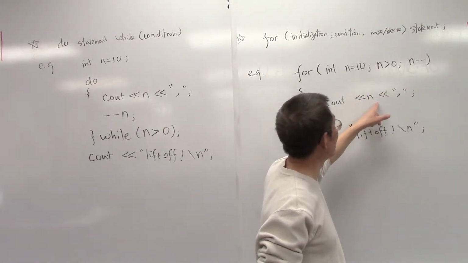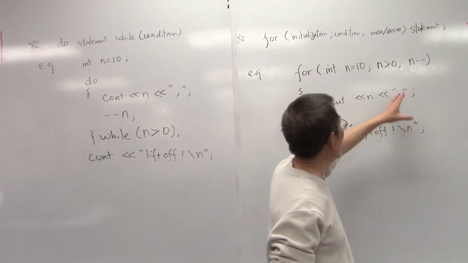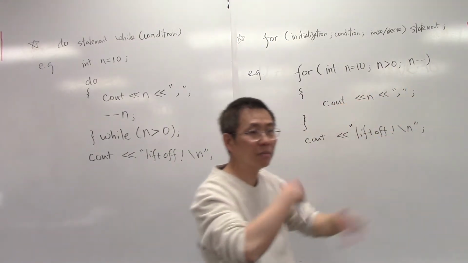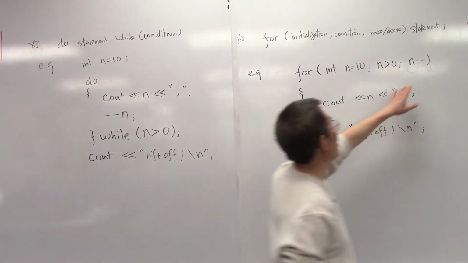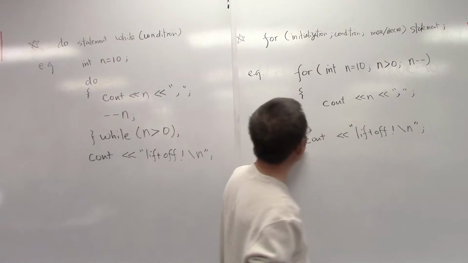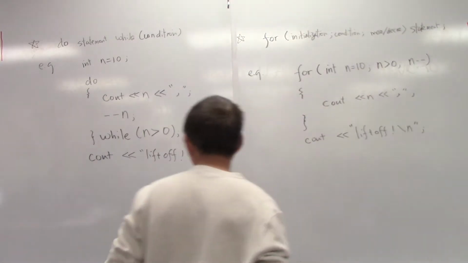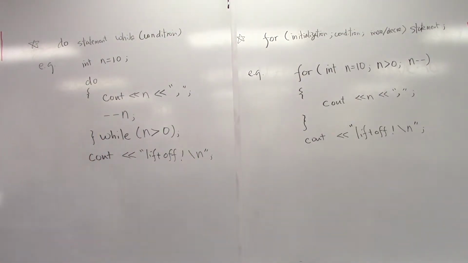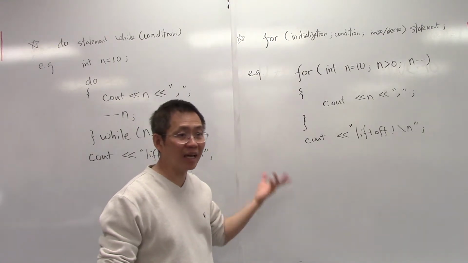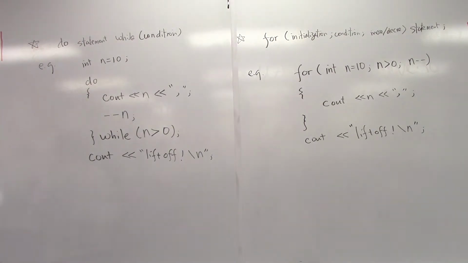But this time, this value is 9. So 9 is output on the screen, and then a comma. And then the n value becomes 8, and then check that it's still true. So you keep doing that until n becomes 0. This is no longer true, so you will get out of the for loop and execute the last statement, which is lift off. Therefore, this for block achieved exactly the same as the previous while loop. Okay.